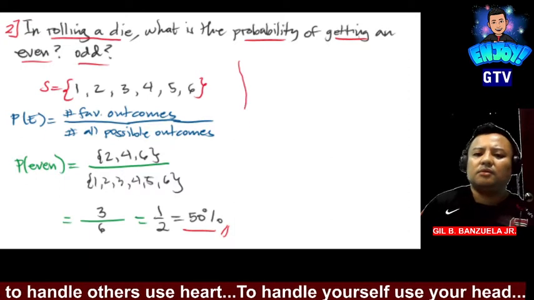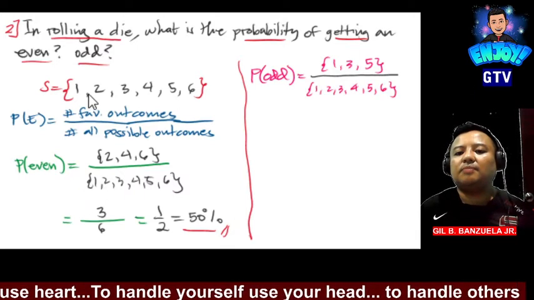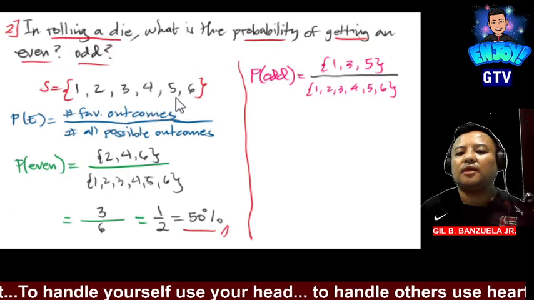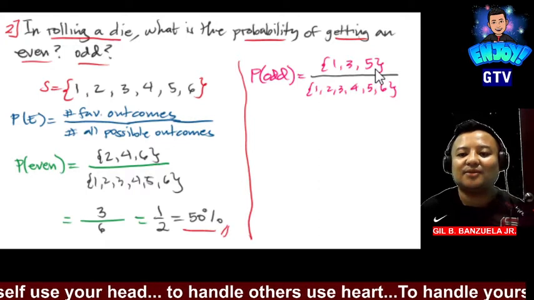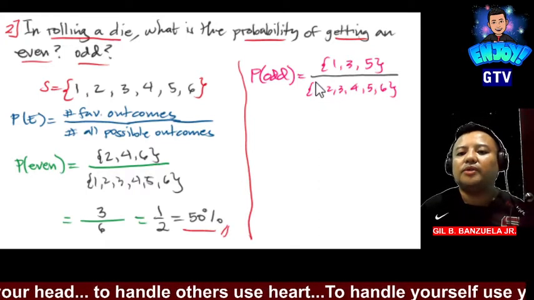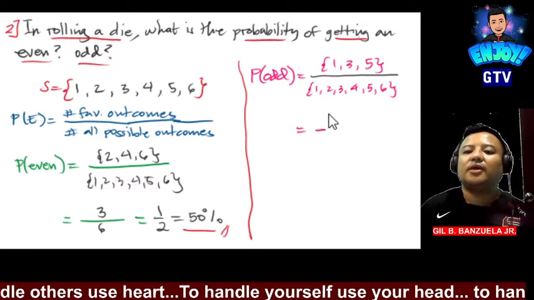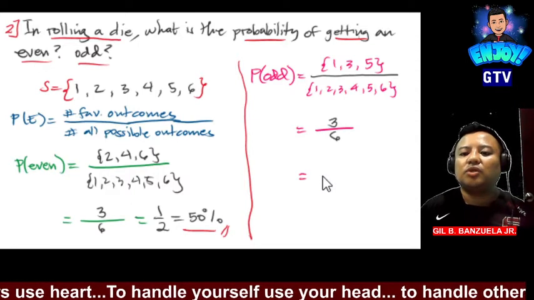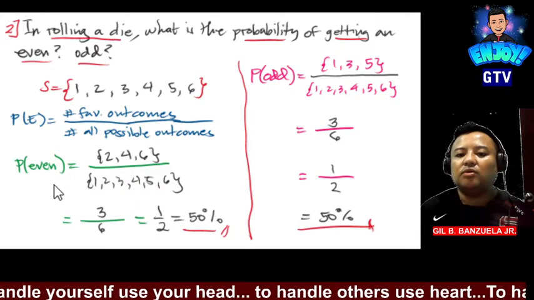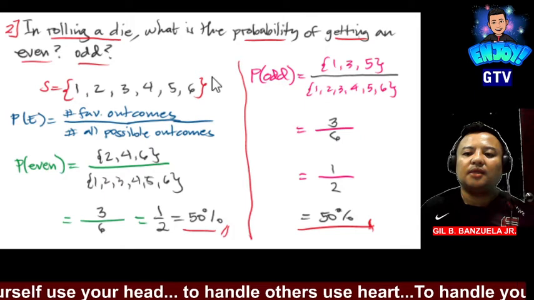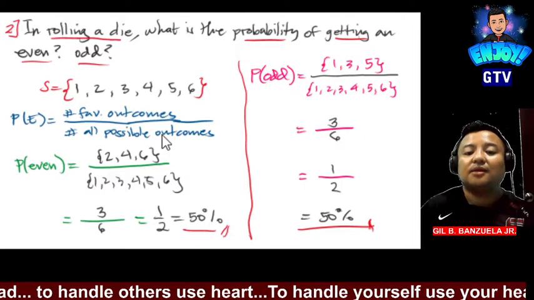Okay, how about the probability of getting an odd? Okay, so in the sample space, the odd numbers are 1, 3, and 5. And if we count it, the cardinality is 3. No? We have 3 elements. And of course, it should be divided by the total number of possible outcomes. We have 6. So again, this is equivalent to 3 over 6. So in lowest term, 1/2. Or similarly, 50%. So therefore, both the probability of getting an even and an odd is 50% when we roll a regular 6-sided die. Okay?